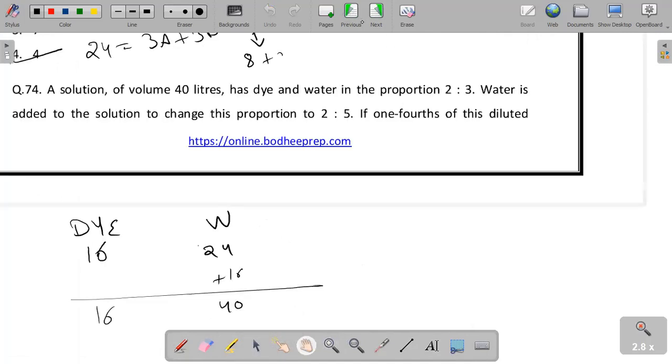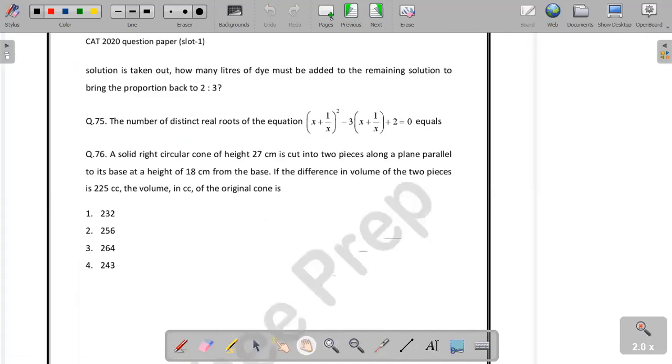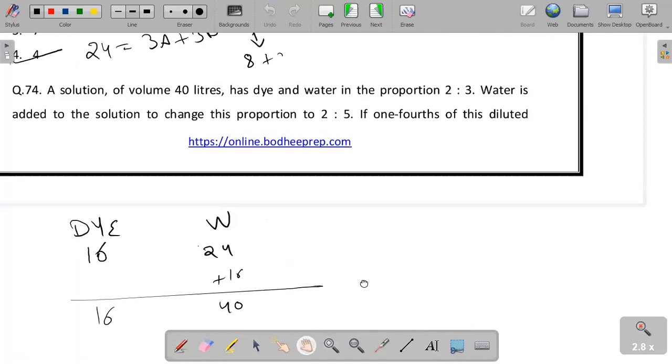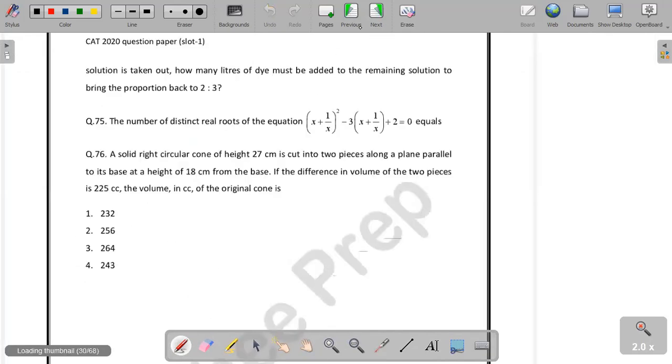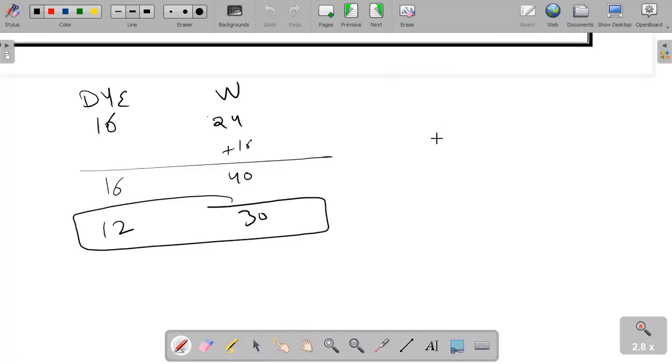Okay, if 1/4 of this diluted solution is taken out, let's take out 1/4. So 3/4 would remain, that is 12 remain, 3/4 remain, 30 remain. So this is the final quantity we have as of now. How many liters of dye must be added to the remaining solution to bring back the proportion of 2 by 3?